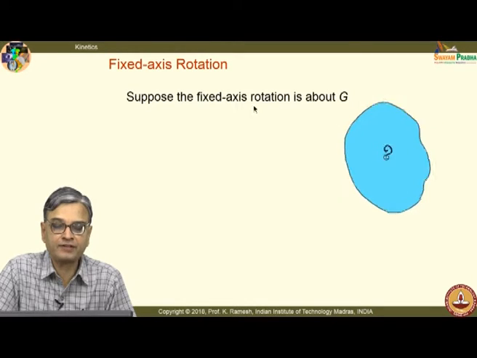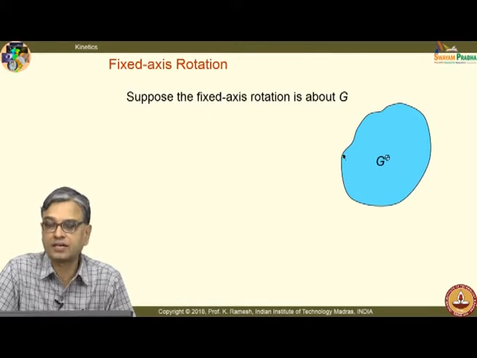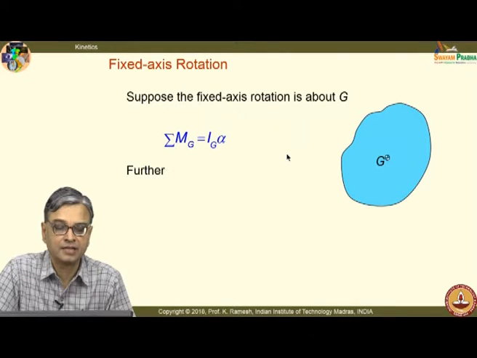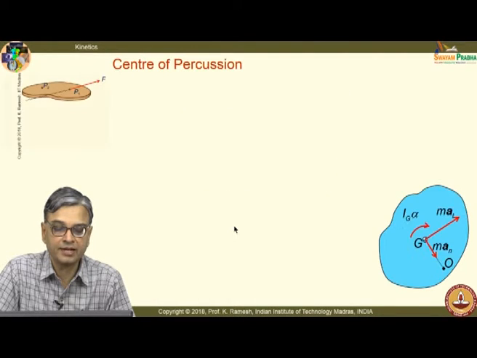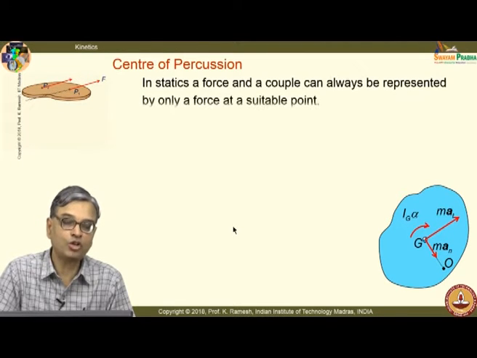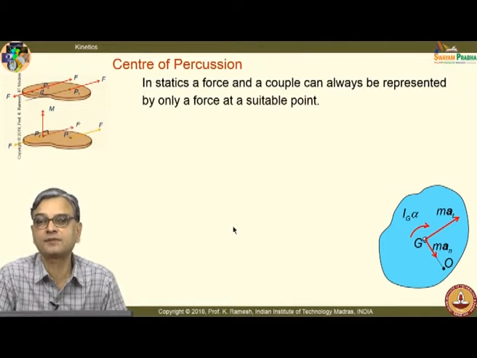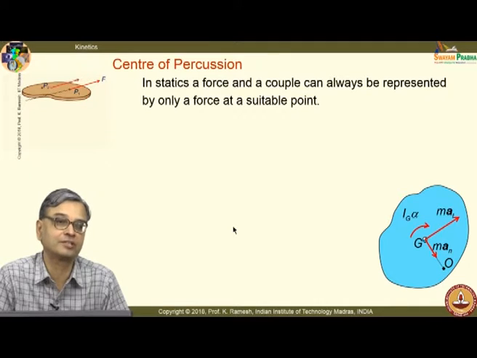And if I have a fixed axis rotation about G, that is also possible. Then this reduces to M_G equal to I_G alpha. And then further I have this acceleration is 0 and hence F equal to 0. Okay. Then you also have a very interesting concept called center of percussion.